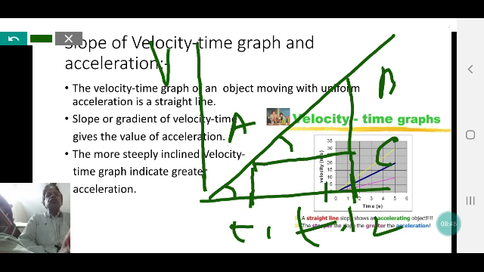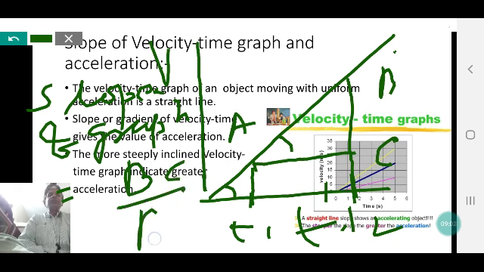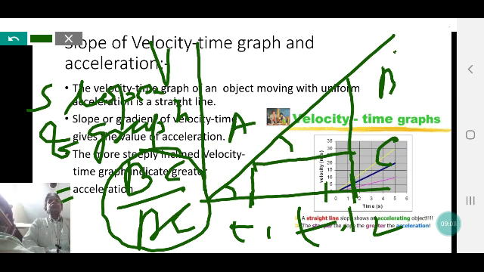Now the slope of the velocity-time graph is equal to BC by AC. This ratio gives the slope of the graph, and the slope gives the value of acceleration. Suppose BC is the change in velocity. BC is the change of velocity.